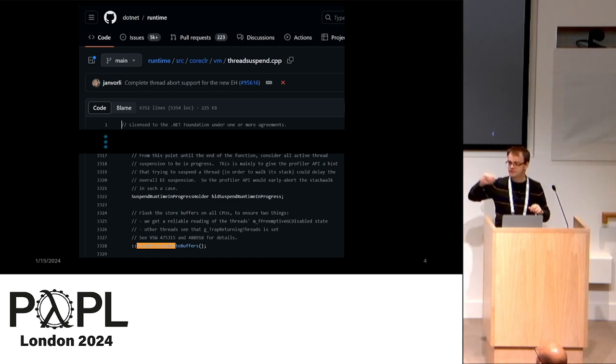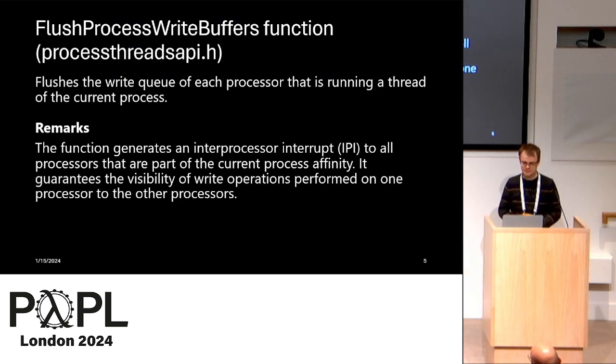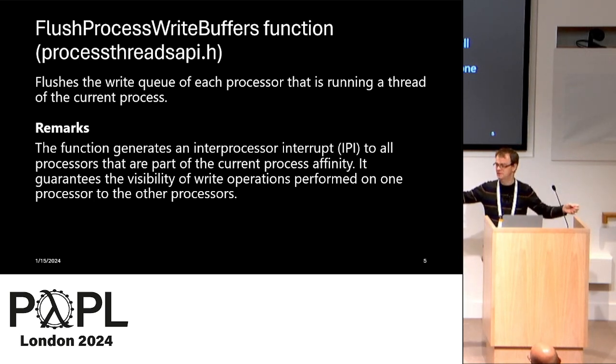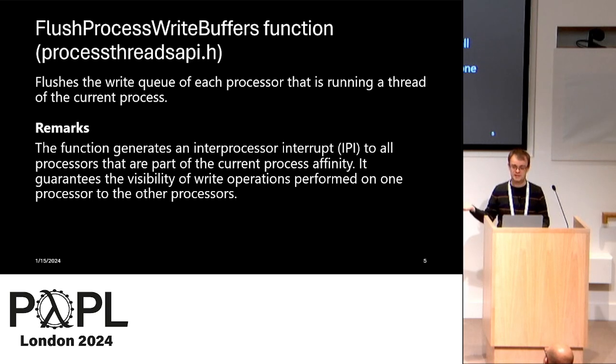But there's a lot of places where you jump in and out of what's going on in the runtime, so it has to be very efficient. So it uses this thing called FlushProcessWriteBuffers. I went and read the docs. This flushes the write queue of each processor that's running a thread of the current process. So it does an IPI everywhere, and runs basically like CPUID or a strong fence everywhere, and then waits for them all to respond, which sounds expensive, but if you're stopping the world to do a GC, there's quite a lot of expense going on anyway.